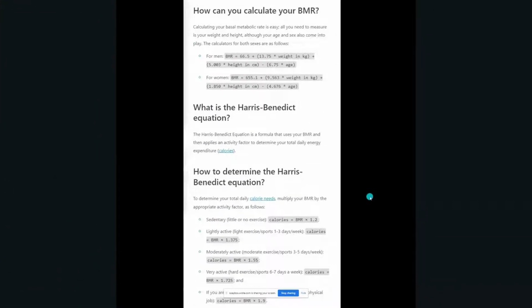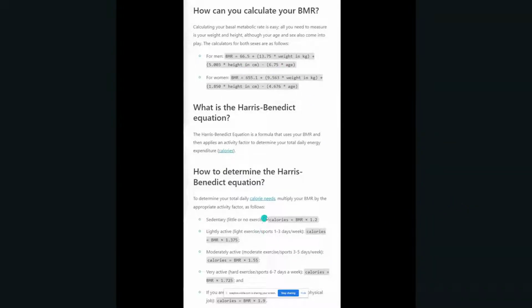This is what I use. This is the Harris-Benedict equation. Technically, you can use other equations, and I've seen people do it based off of your height in centimeters and things like that. But for right now, this is what I use, and you can usually just type Harris-Benedict equation into Google and you'll be able to find it. For your basal metabolic rate, you need this equation for men and this equation for women. You need your weight in kilograms, and you also need your height in centimeters and your age.